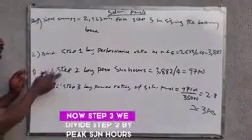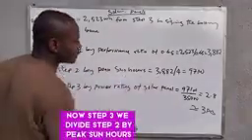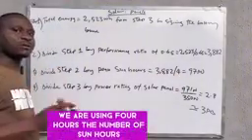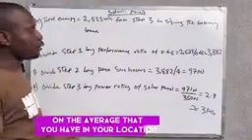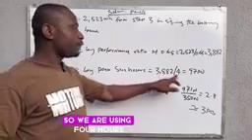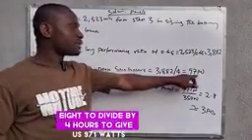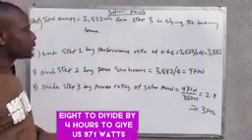Now, step 3, we divide step 2 by peak sun hours. Here we are using 4 hours, the number of sun hours on average that you have in your location. So 3,882 divided by 4 hours will give us 971 watts.